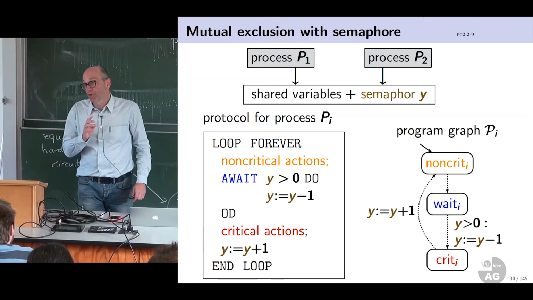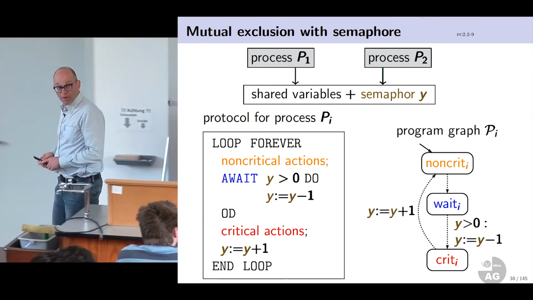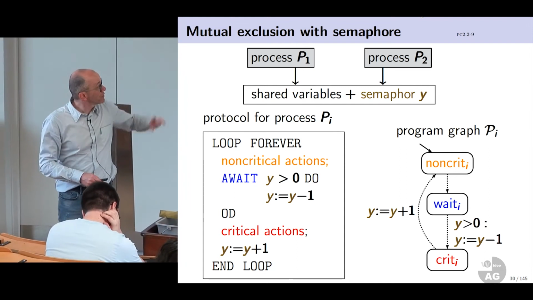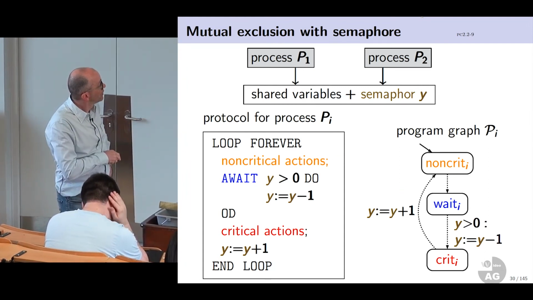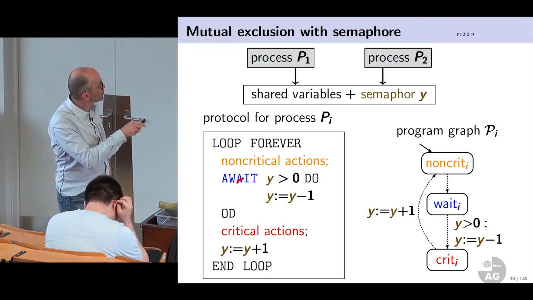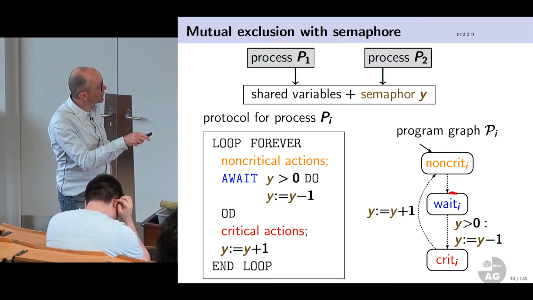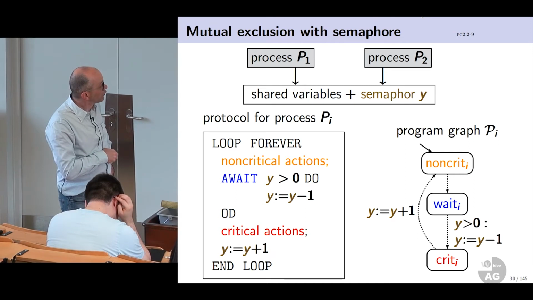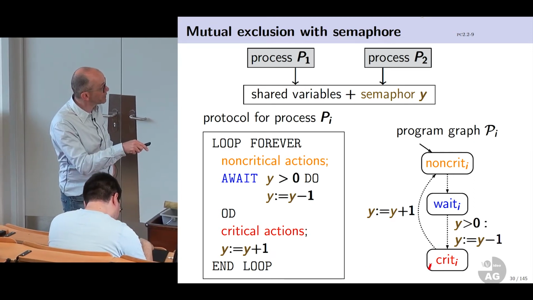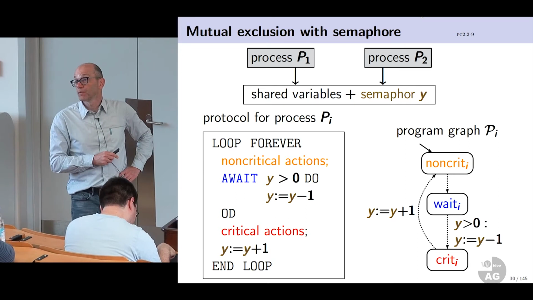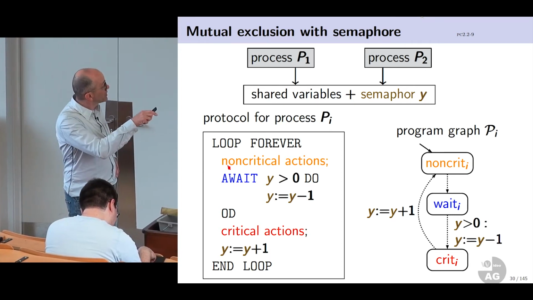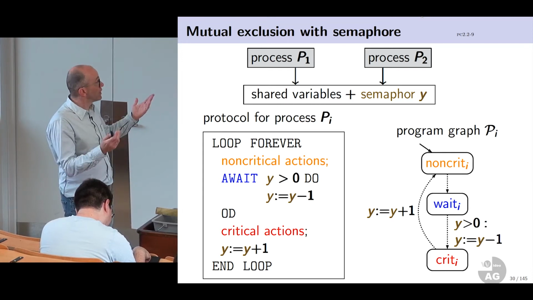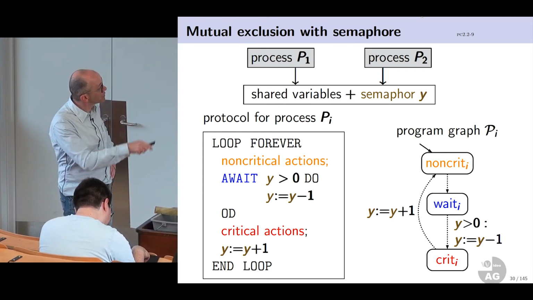Good. So in terms of a program graph, this looks as follows. We have three locations: one location that corresponds to the non-critical actions, one location that corresponds to this wait loop, so this is the wait I location, and one location that corresponds to being in the critical section. I abstract from the exact modifications of the local variables in the non-critical action.